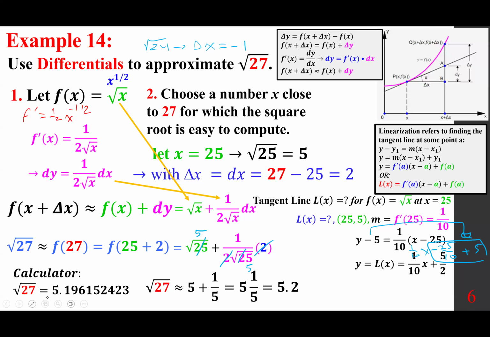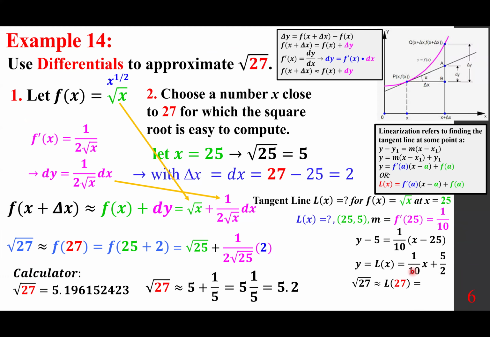Let me erase my work. So L of x is 1 over 10 times x plus 5 halves. I'm just plugging in 27. You get 27 times 1 over 10 plus 5 halves. And I'm going to leave it for you to verify. You get 5 and 1/5, or 5.2. You must get exactly the same answer, everyone.